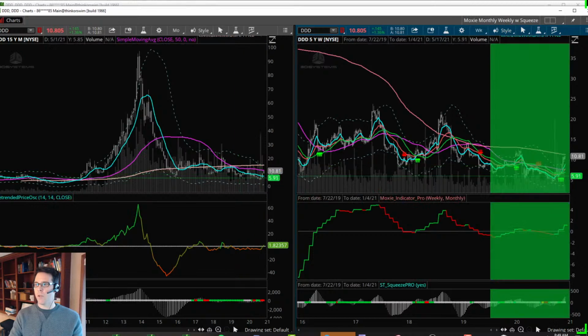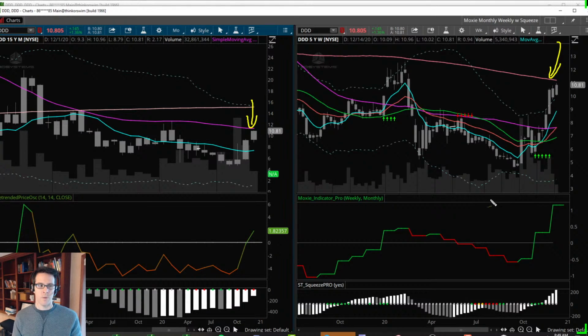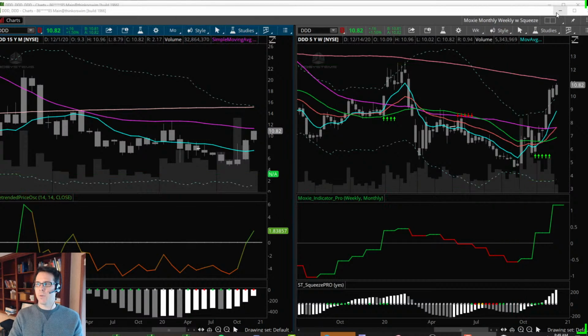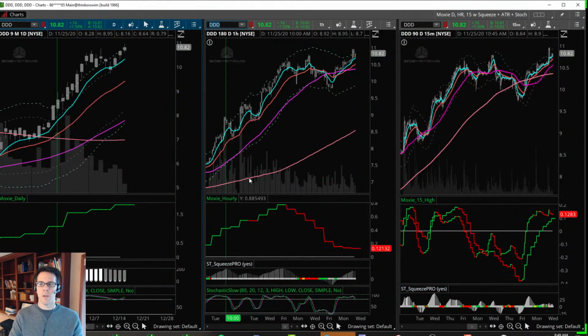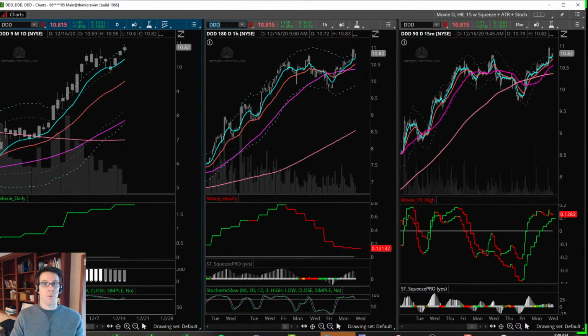Okay, here's the bigger issue. Look at DDD on the monthly and the weekly. This could be your issue. You're running right into the underside of the monthly 50, and right into the underside of the weekly 200. So that might be an issue. They might hit their heads on that. Make sure you always look at other time frames other than what you see here. Just because on one time frame it looks great doesn't mean that you're not running into a brick wall on another time frame.